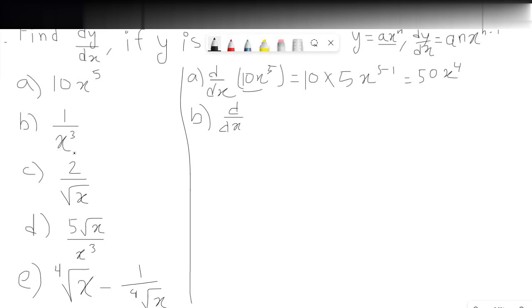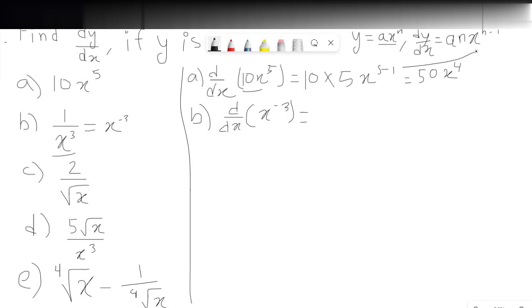If we compare this with ax to the power n, this is not in the same format, so we have to convert this into an index form, ax to the power n. So I can write 1 by x cube being x to the power minus 3, if you remember your indices laws. And so now this is in the form of ax to the power n. By comparing, you can see that a is equal to 1 and n is equal to minus 3.